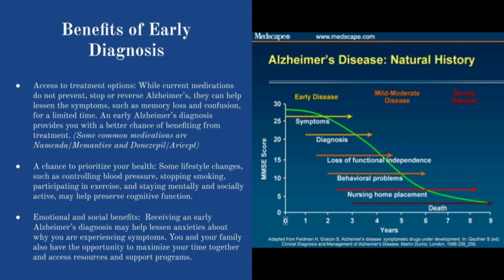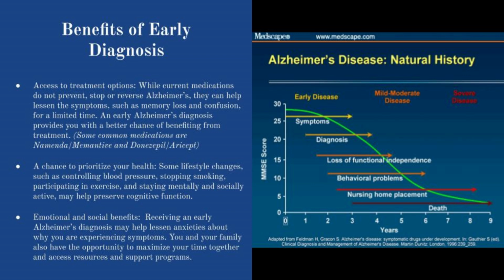A second benefit to early diagnosis is the chance to prioritize your health. So some lifestyle changes such as controlling blood pressure, quitting smoking, participating in exercise, and staying mentally and socially active may help preserve cognitive function according to research. Also, there are emotional and social benefits. Receiving an early Alzheimer's diagnosis may help lessen anxieties about why you are experiencing the symptoms. You will know at least why.